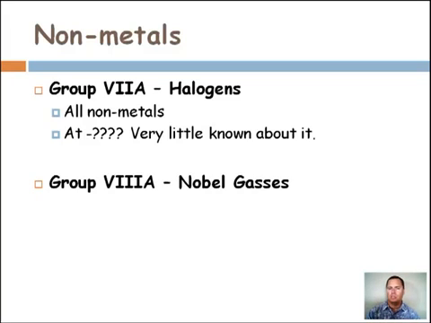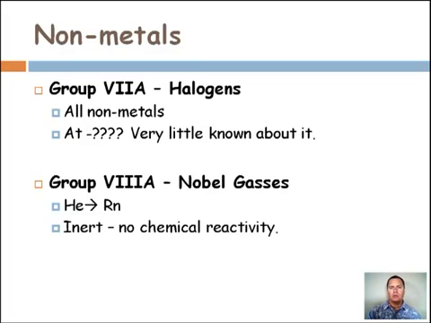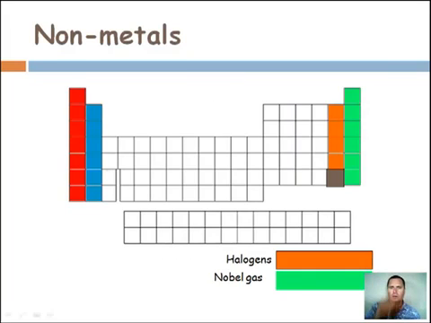Next to the halogens is group 8A, or the noble gases. Okay, this is from helium to radon. These guys are inert, meaning no chemical activity, meaning they don't react with other chemicals. Scientists have got them to react in the lab with each other, but other than forcing them, they're pretty unreactive. Okay, they're what we consider to be a completely stable atom. So if we look at our periodic table here, here are the halogens, and here are our noble gases, on the far right-hand side.